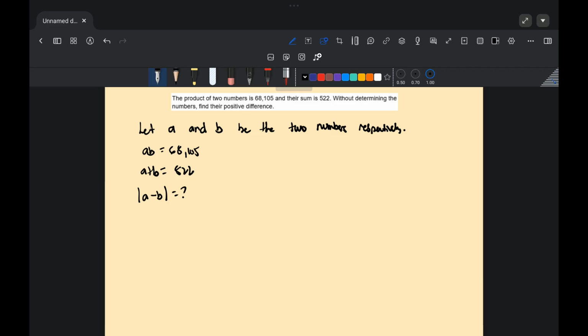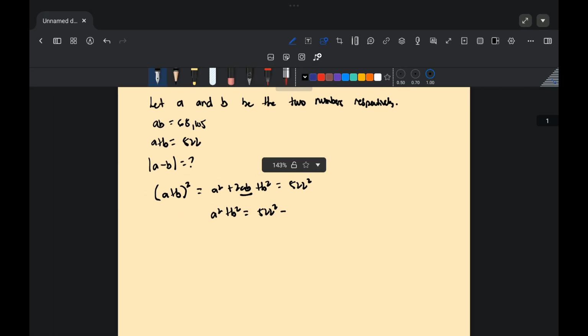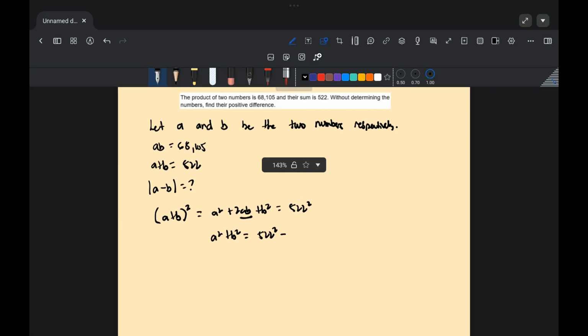So first, we know that the square of A plus B is equal to A squared plus 2AB plus B squared, and is also equal to 522 squared. Next, simplifying it further, because we have a value of AB that we can substitute, which is 68,105, we have A squared plus B squared is equal to 522 squared minus 2AB, transposing it, then simplifying it.